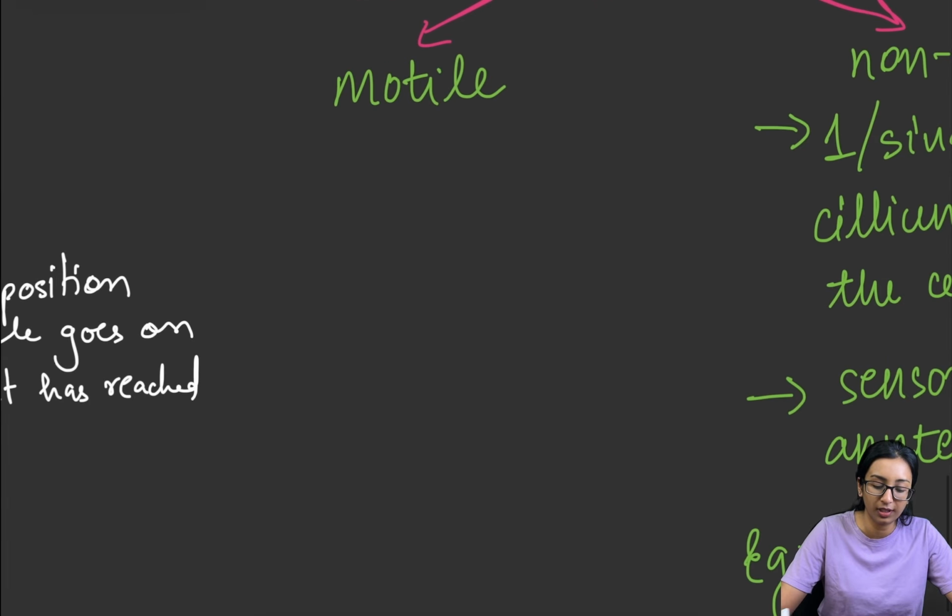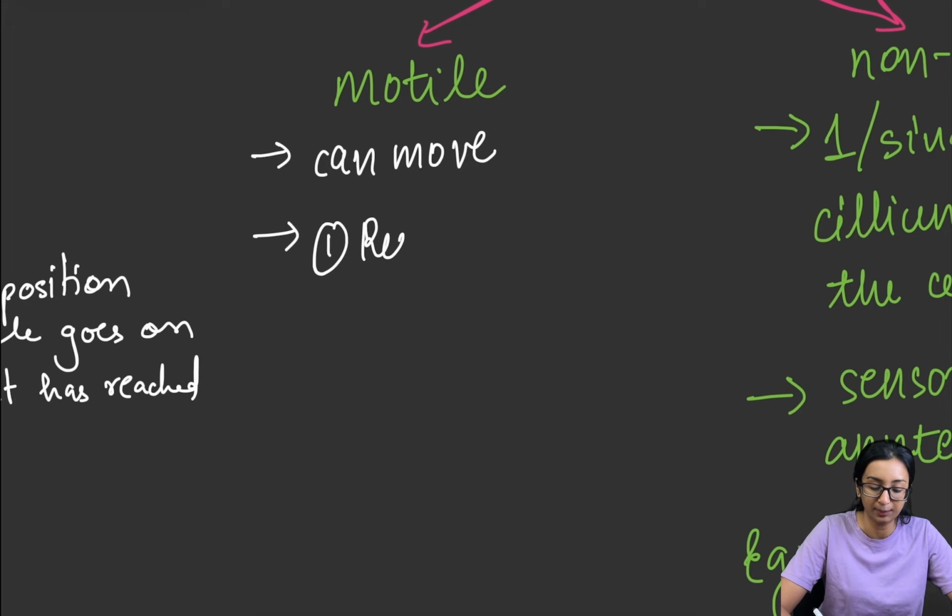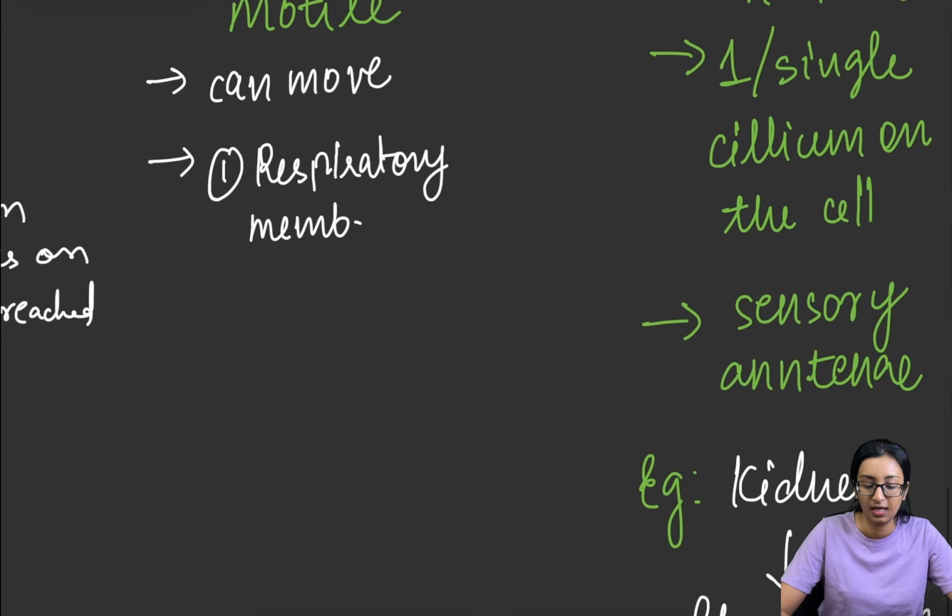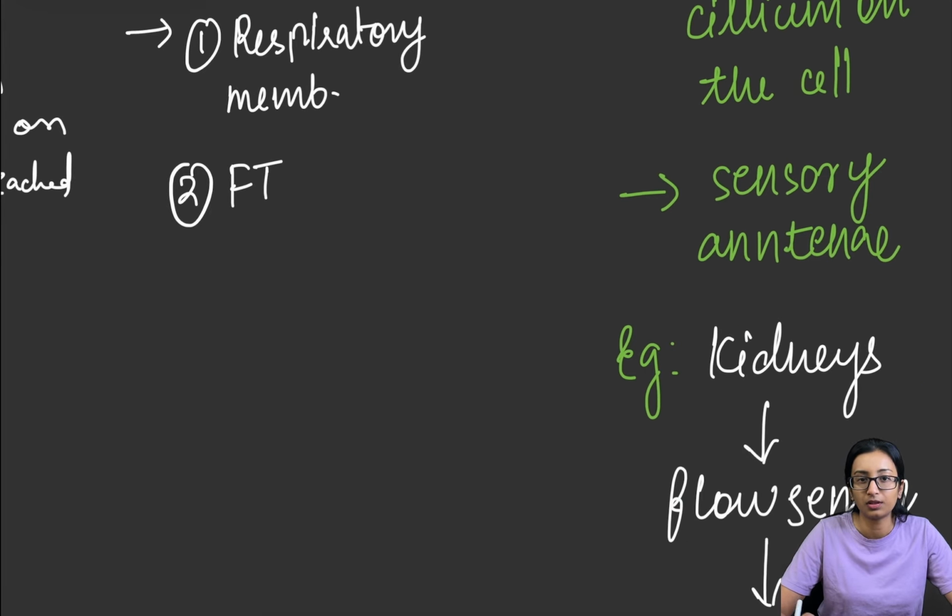And in the motile form, as it suggests, it can move. These are present in two parts of the human body. First is the respiratory membrane. It helps to move mucus at the rate of 1 centimeter per minute towards the pharynx and clears the unusual particles which we have inhaled. And in the fallopian tube, it moves the ovum released from the ovary towards the uterus.